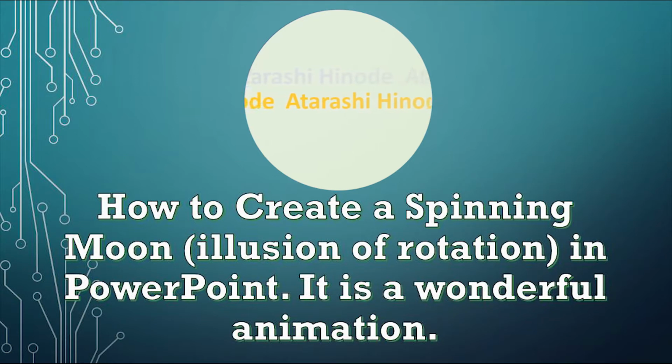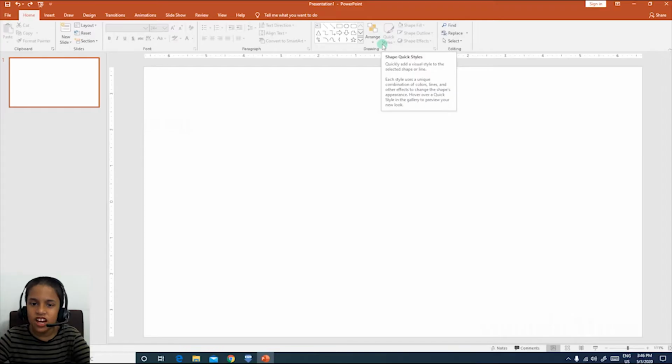In this tutorial, we'll learn how to create a spinning moon. It is a very wonderful animation. We'll use shapes as layers and animated motion paths to create the illusion of rotation. So let's start. This is our new slide.